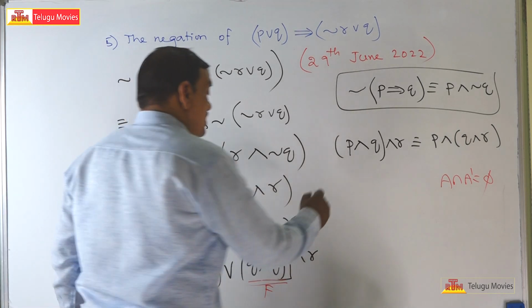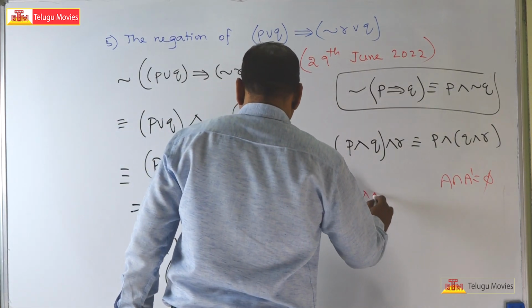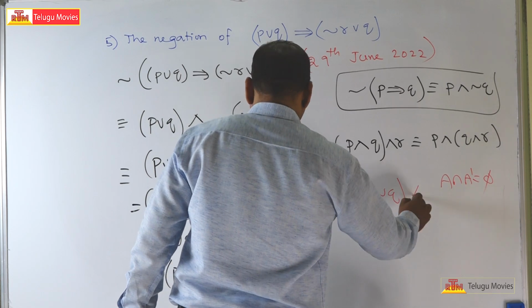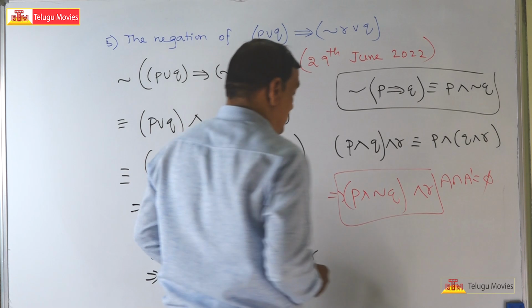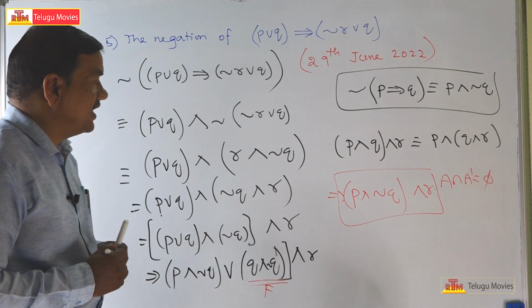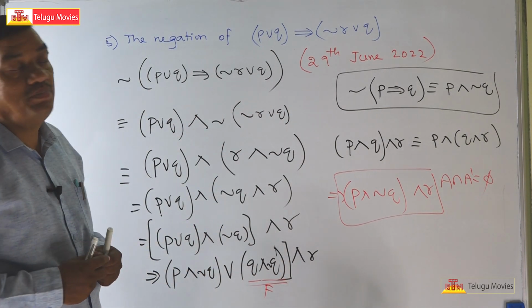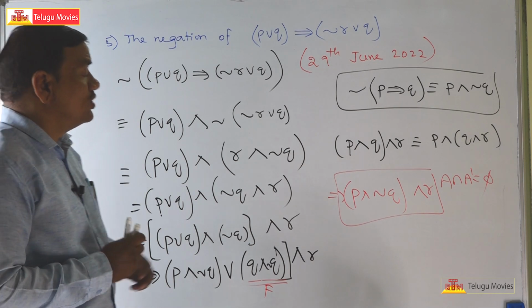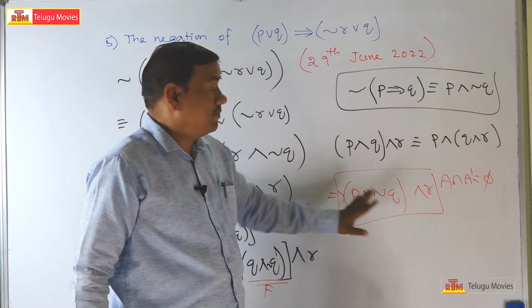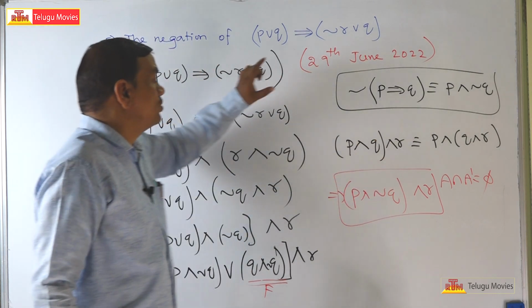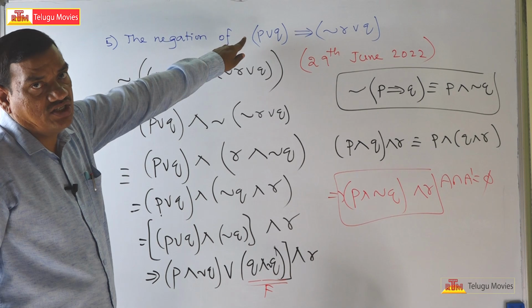So the same original statement will come: P and negation Q, and this whole thing and R will come. So this is your final answer: P and negation Q and R. That is the negation of the given statement.